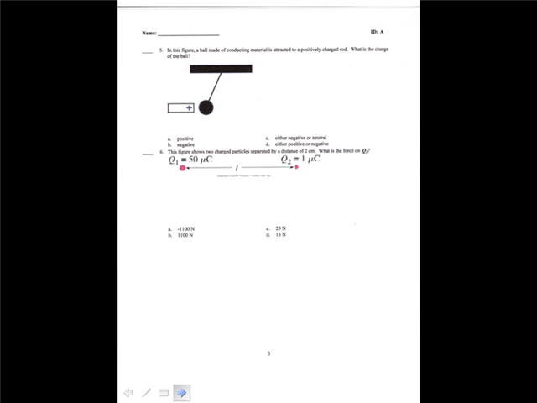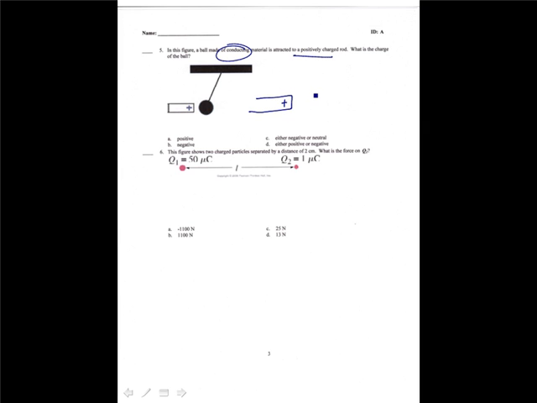In this figure, a ball made of a conducting material is attracted to a positively charged rod. Very important that it's conducting, and positive. What is the charge of the ball? You can have 2 scenarios here. You can have a negatively charged ball, and it would be attracted to that, or you can have a neutrally charged ball. Let me show you what would happen with a neutrally charged ball.